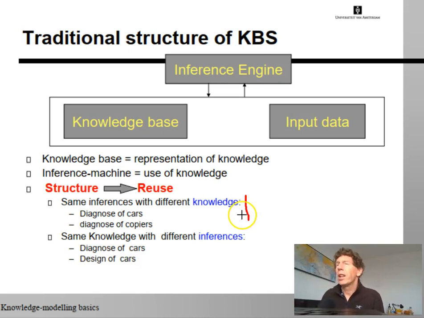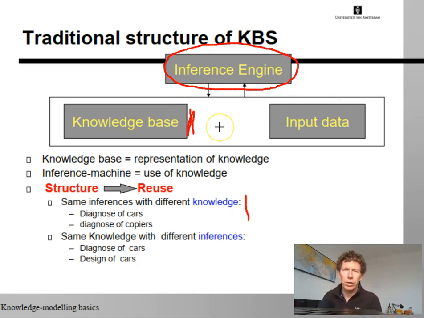So whether you're diagnosing a car, or whether you're diagnosing photocopiers, or even to some extent when you're diagnosing people, patients, the structure of the reasoning is always the same. So the idea is that you can use the same inference engine for any diagnostic task and just replace the knowledge base to tell it about the structure of photocopiers or the structure of cars or the structure of patients. And you could reuse the same inference engine with different knowledge bases.